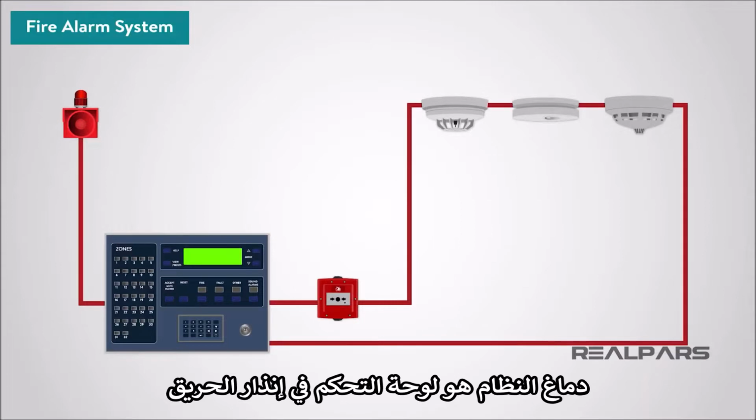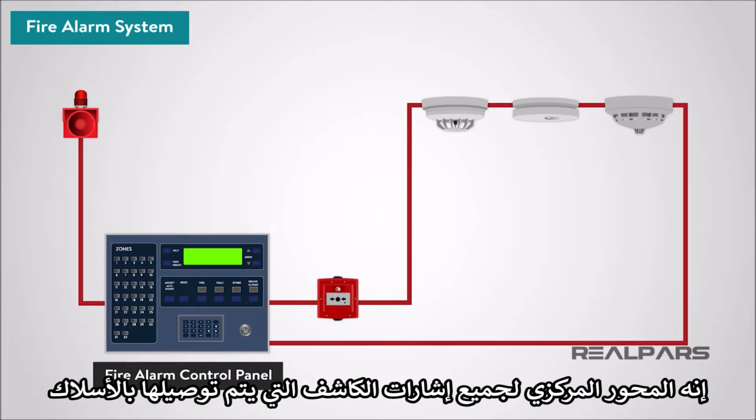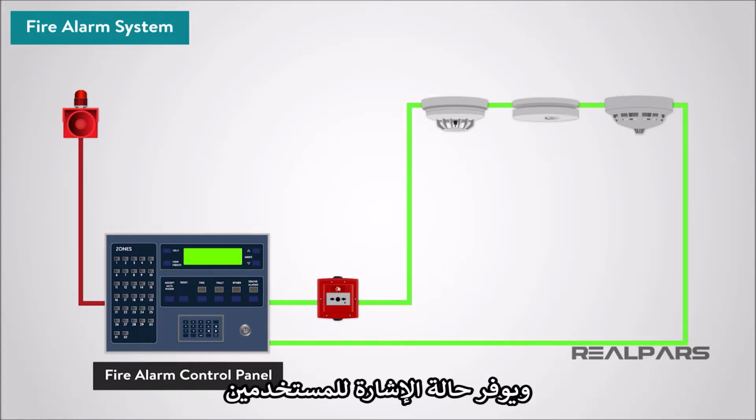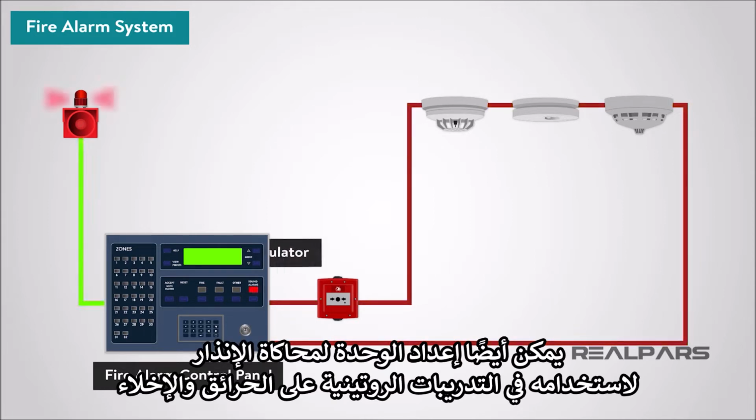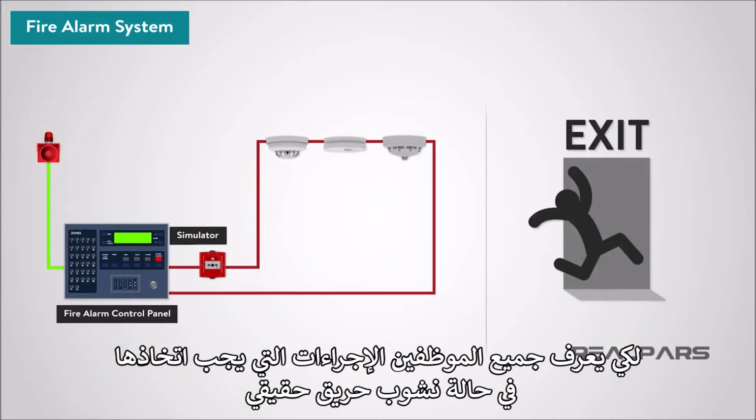The brain of the system is the fire alarm control panel. It is the central hub for all of the detector signals to be wired to, and provides a status indication to the users. The unit can also be set up to simulate an alarm for use in routine fire and evacuation drills, so all staff knows what action to take in the event of a real fire.